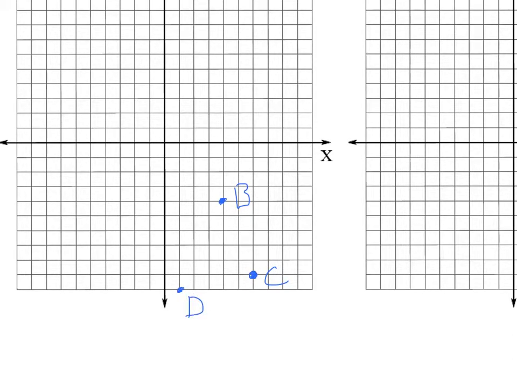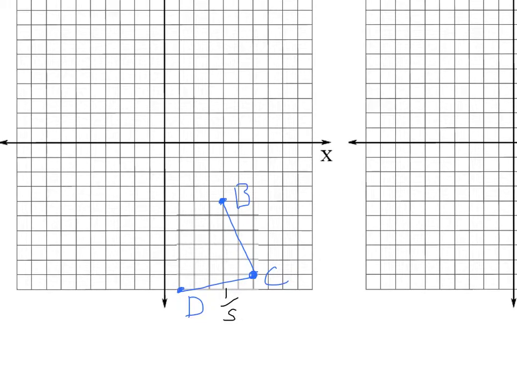And we don't know where A is. So connect them in order. B is going to connect to C, C is going to connect to D, and then we don't know what A is. So I'll just find the slope. From D to C, I'm going up 1 over 1, 2, 3, 4, 5. Up 1 over 5. So the slope is 1/5.